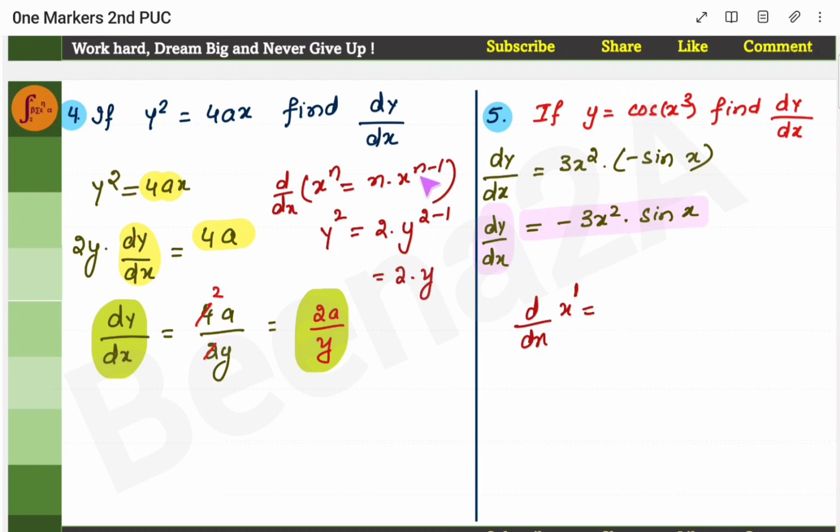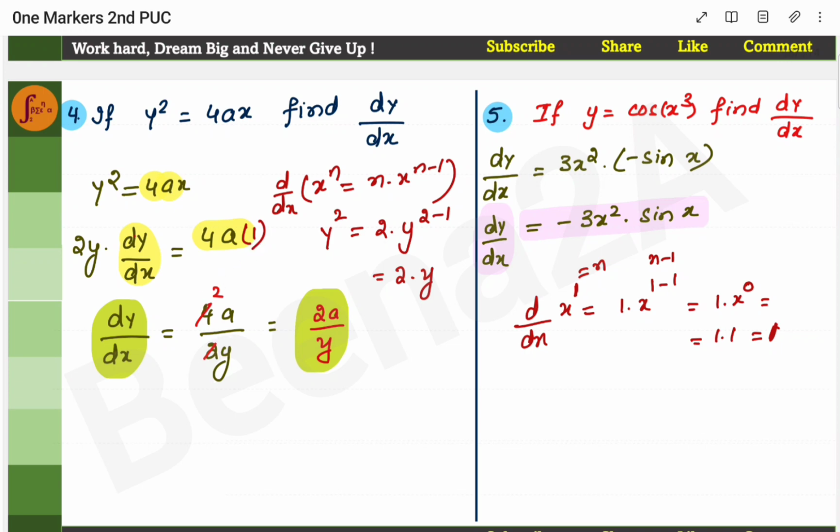So I'll use this formula, n into x to the power n minus 1. What is n here? n is 1. So 1 into x to the power 1 minus 1. So what is it? It's 1 into x to the power 0. x to the power 0 is 1, right? So 1 into 1, which is 1. So the derivative of x is 1, like this.